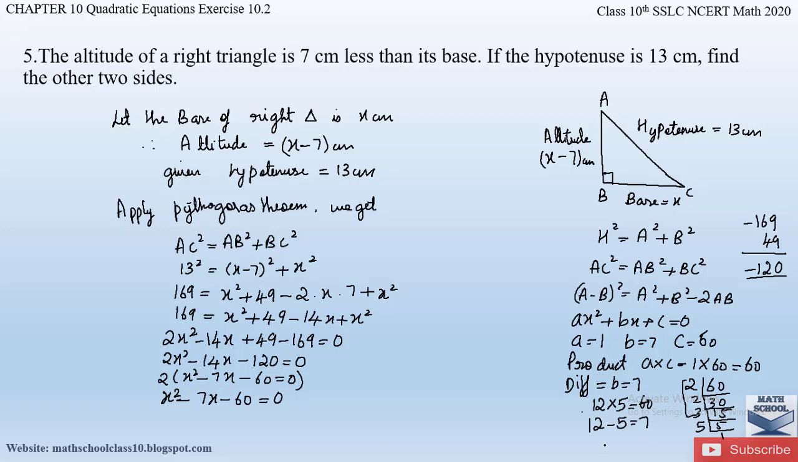So instead of 7, we are going to write 12 minus 5, and this is how we are going to split the middle term. So x square minus of 12 minus 5 into x minus 60 is equal to 0. Now let us open the brackets. We are going to get x square minus 12x, then minus into minus will be plus 5x, minus 60 is equal to 0. So let us group these two terms and these two terms.